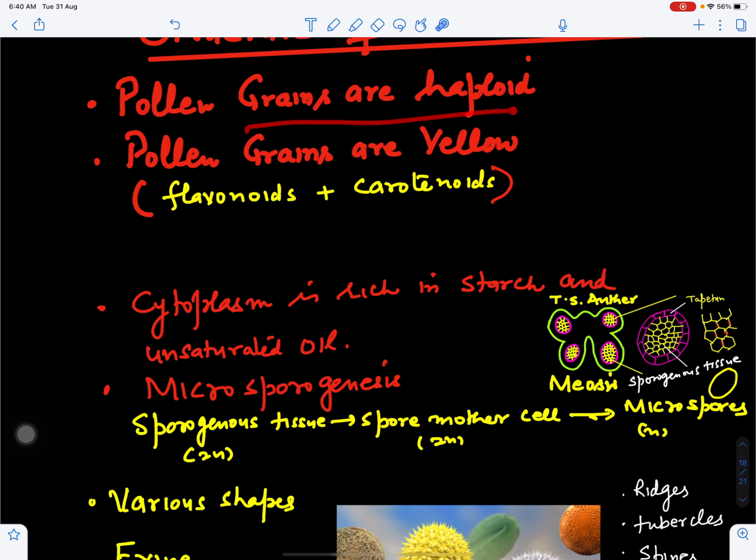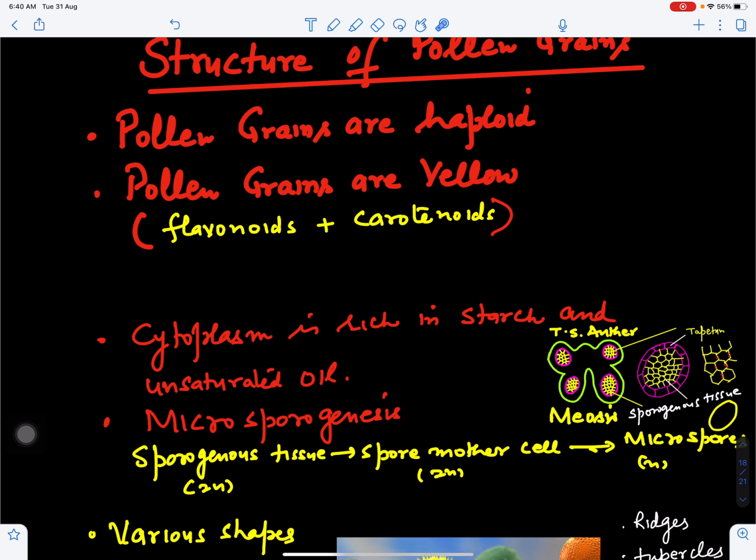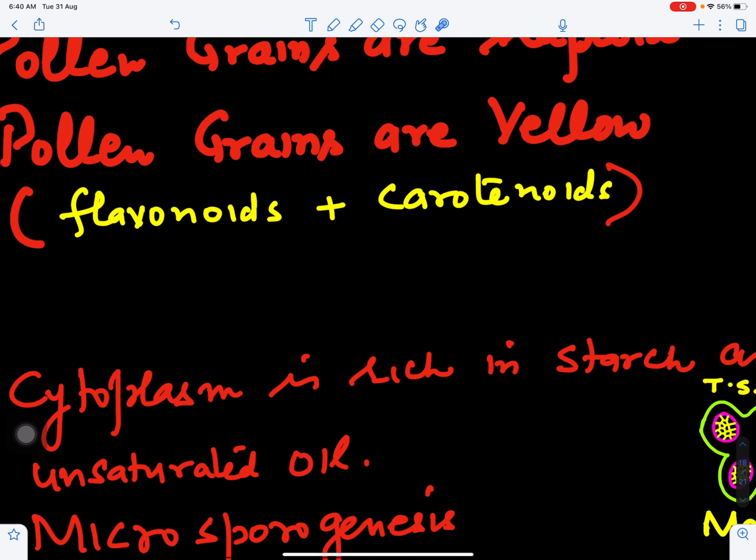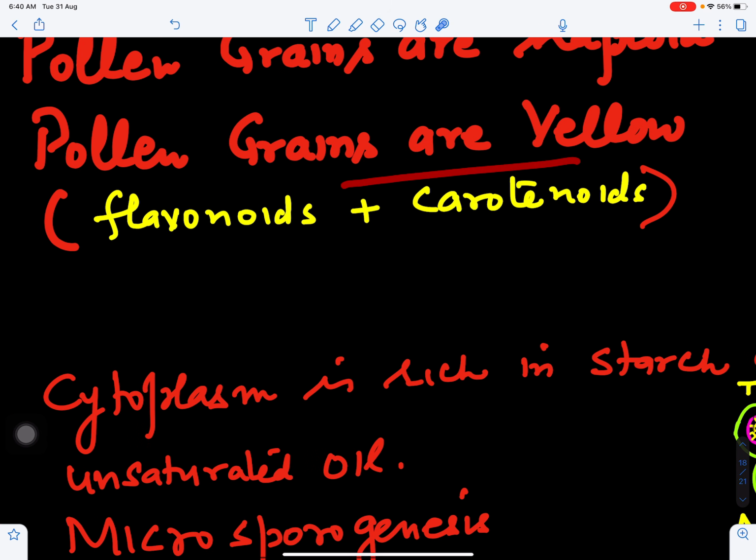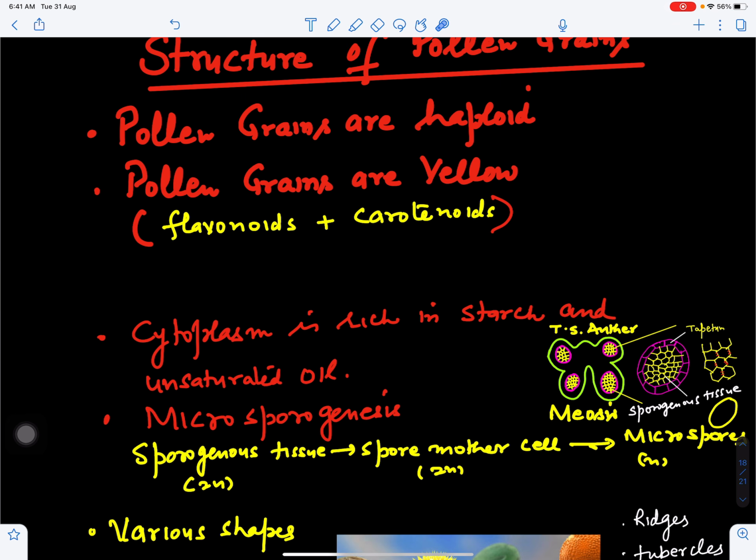So pollen grains are haploid, and the color of the pollen grains is yellow. This yellow color is due to the presence of flavonoids and carotenoids; their mixture makes the color yellow. The cytoplasm of the pollen grain is rich in reserve food material: starch, fats, and unsaturated oil. This production of pollen grains or microspores from sporogenous tissue is also called microsporogenesis.